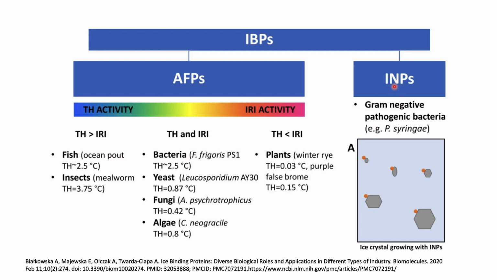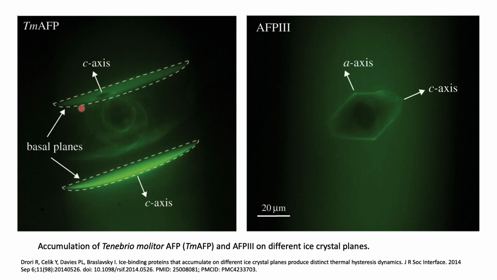And when we talk about ice nucleating protein, this is mainly found in gram-negative pathogenic bacteria. So here is an example of how the ice crystal growth is being controlled by the AFPs. Here AFP3 is present. So this prevents the growth from the A axis, and that's the reason the growth happens only in the C axis direction. And here are the basal planes that are shown here, and this is the C axis through which the ice crystal growth happens.